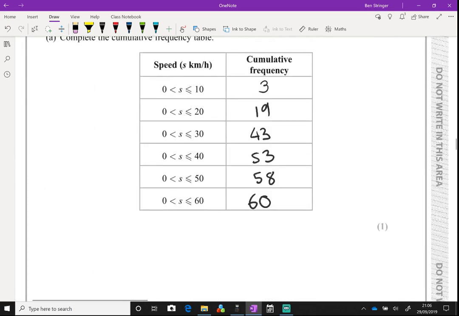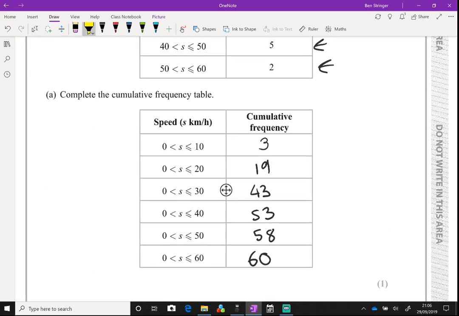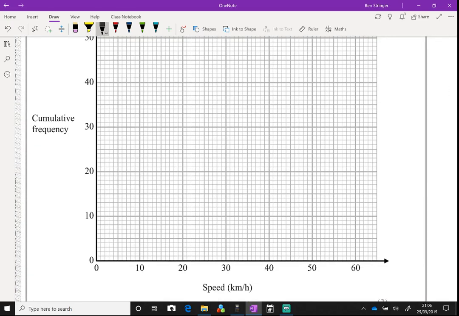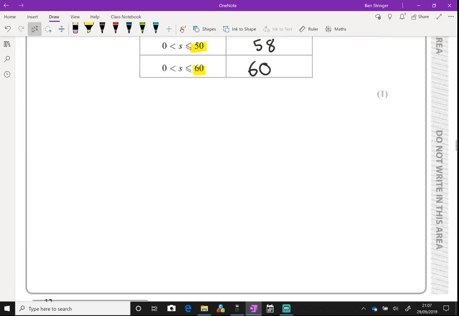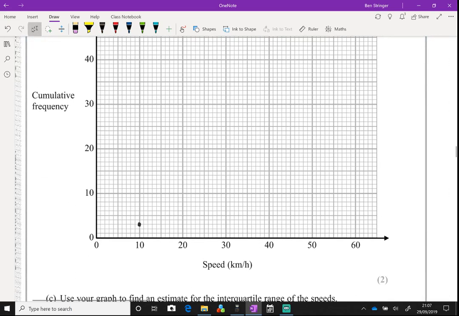When you're drawing this, you just need to pick the endpoints. So I need to plot 10, 3; 20, 19; 30, 43; 40, 53; 50, 58; 60, 60. So when the speed is 10, the cumulative frequency is 3. 1, 2, 3. Just check that's going up in ones. That's 10, that's 5. Yeah, that's correct. And then we've got 19 and 20. Oh no, sorry, the cumulative frequency was 19. That was on 20.